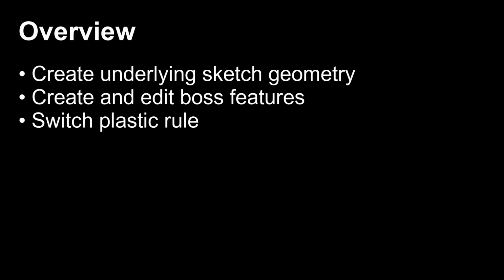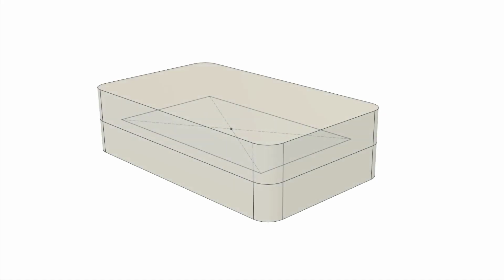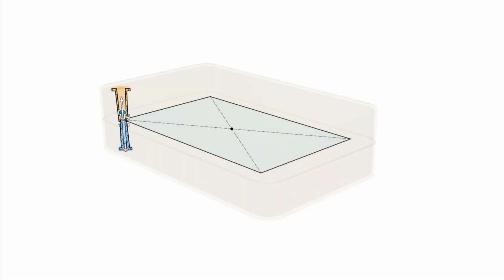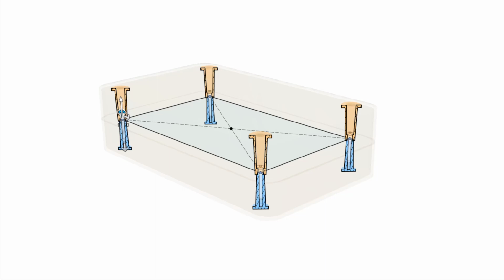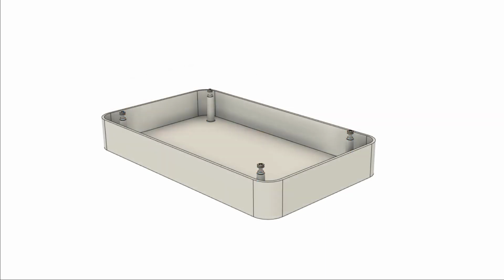In this video, you will learn how to create boss features with the Fusion 360 product design extension. The boss command lets you use existing sketch geometry to automatically generate parametric boss features and fasteners on one or two solid bodies, as well as reinforcing thinner areas for added manufacturing support.